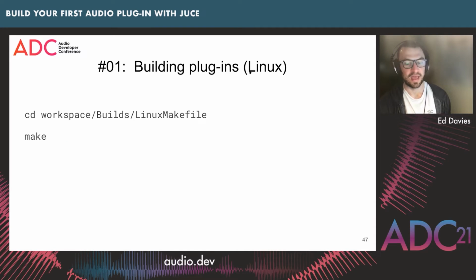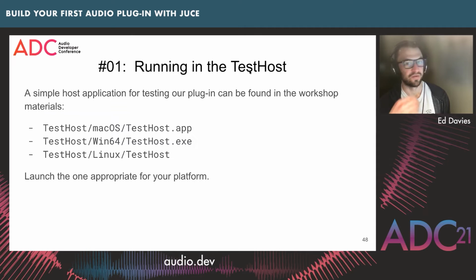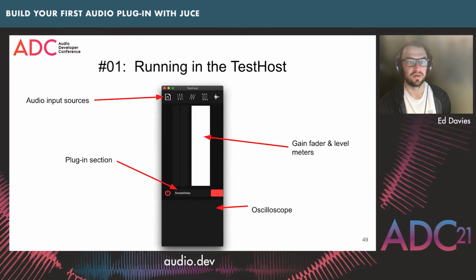So now we've got a plugin built. We can run it in test host. So we've got a really simple host app for testing our plugin, and that can be found in the workshop materials. So if you navigate to the test host folder in the workshop materials, and then open the binary for your platform, so whether it's macOS, Windows, or Linux, you'll be presented with this window.